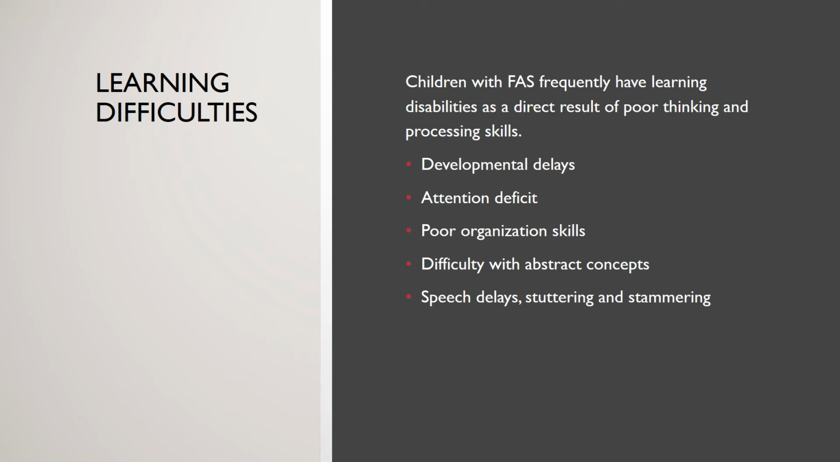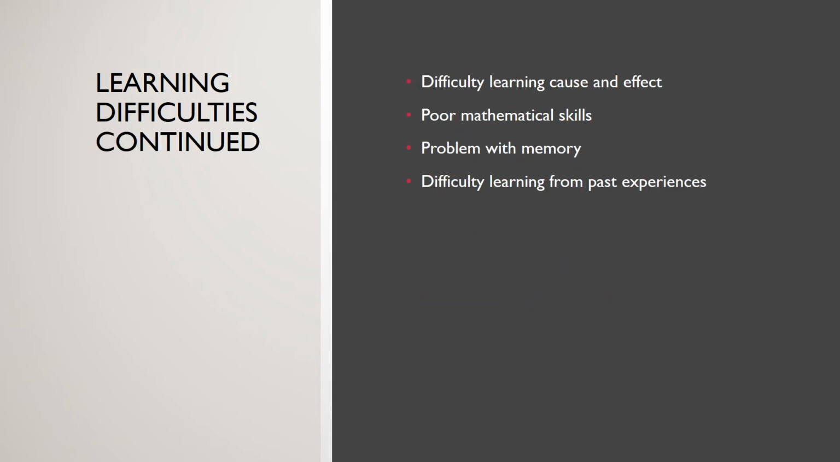Some learning difficulties could be developmental delays, attention deficit, poor organization skills, difficulty with abstract concepts, speech delays, stuttering and stammering, difficulty learning cause and effect, poor mathematical skills, problems with memory, difficulty learning from past experiences. And because they are inconsistent in learning, the teachers may think that they are just not trying. And this could cause the child to be labeled as being lazy or stubborn.